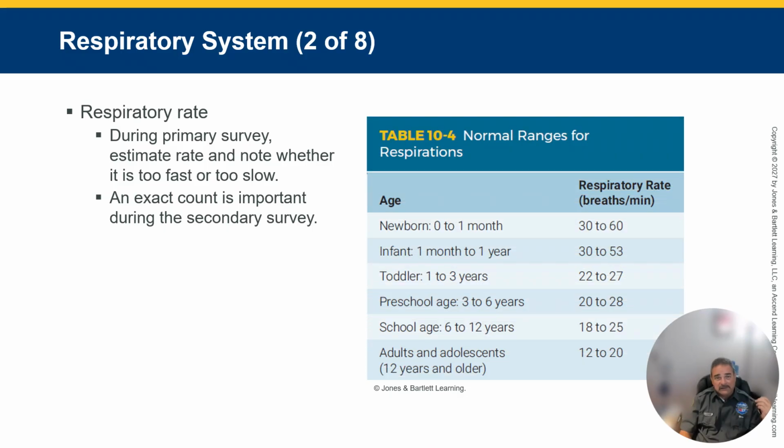Okay. Here's the chart for normal respirations. This is table 10-4. It's in your book. Use that for your reference. Let me tell you something, folks. 12 to 20 for an adult, you're going to be asked that question. School age, preschool, toddler, infant, newborn, not as much, but that adult, 12 to 20, is definitely a test question. Your school age and preschool age, 18 to 25 or 20 to 28, yeah, maybe. But especially on the adults, 12 years and older, you're going to get asked this question quite a bit on your test, including National Registry.